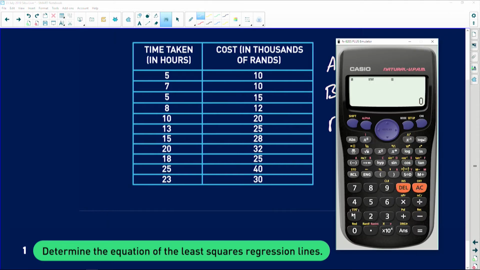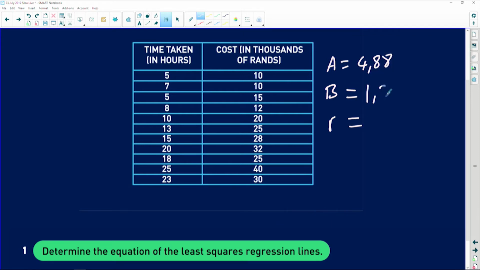Again, shift, stats, regression, which is option 5, and then B is number 2. You press equals, you get 1.297, which can be rounded off to 1.30. So 1.30. And then we go to the R value, guys.